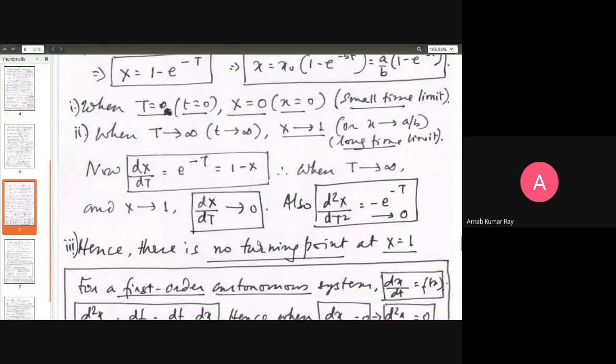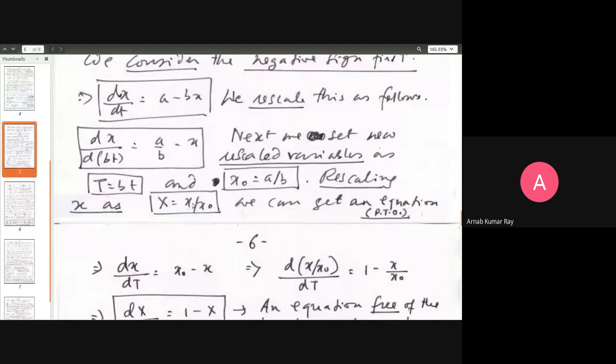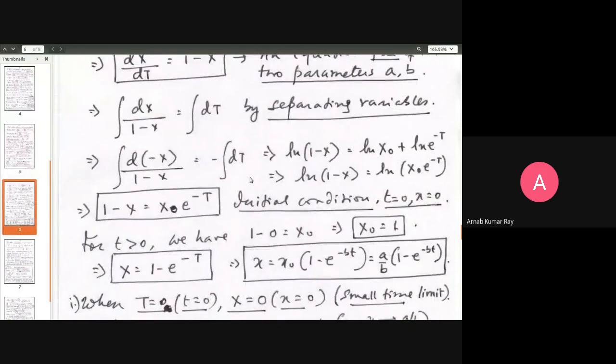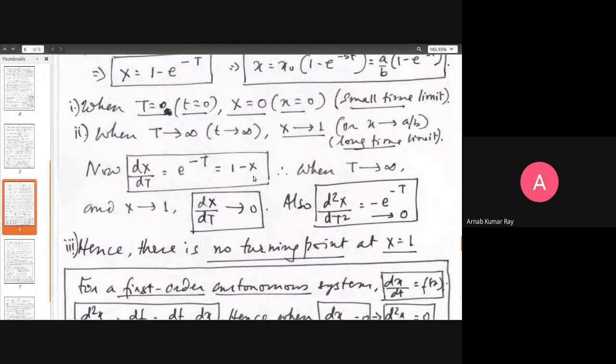We found that this function has no turning point. The function goes towards small x equal to a by b, and capital X will go towards 1. What is capital X? I hope you have not forgotten. Capital X is small x divided by x naught, which is a by b. So capital X has been obtained by scaling small x in terms of a by b. So when t goes to infinity, x goes to 1, and dx dt will go to 0.